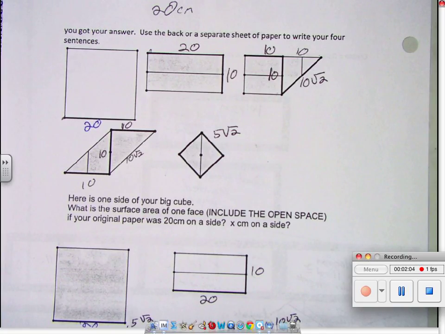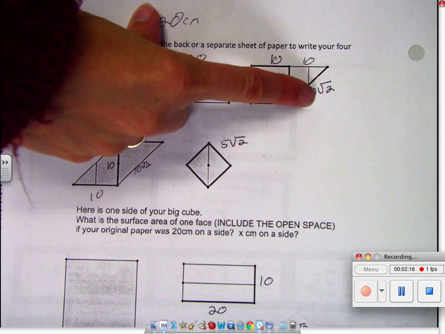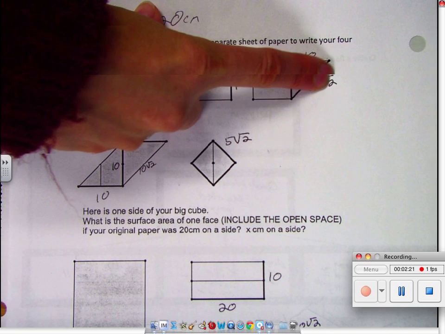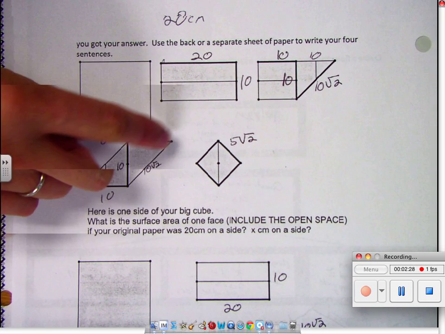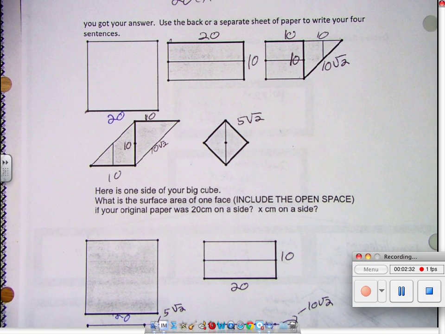So first I take a 20 centimeter piece of origami paper, and I fold it in half, and I get this 10 right here. Then I'm going to fold up the corner where each of these sides are 10, so that causes this to be 10 square root 2, because it's a 45, 45, 90 triangle. Then if I fold 10 square root 2 in half, I get 5 square root 2. So that's where the 5 came from.